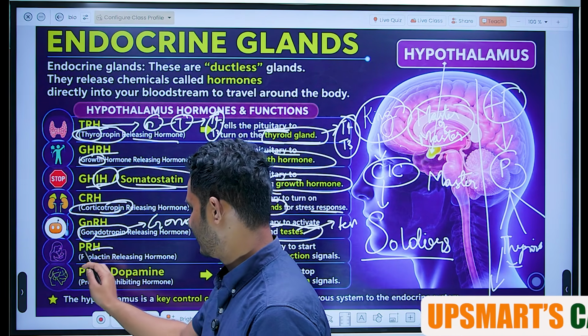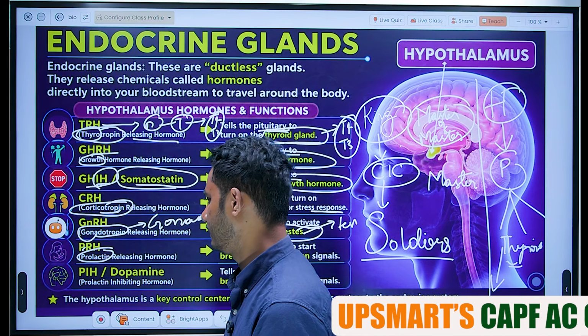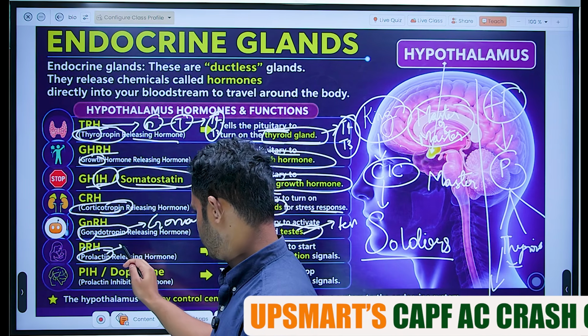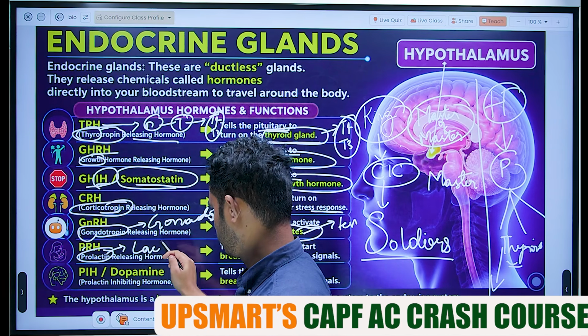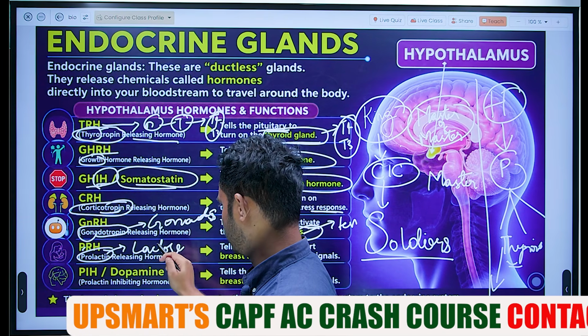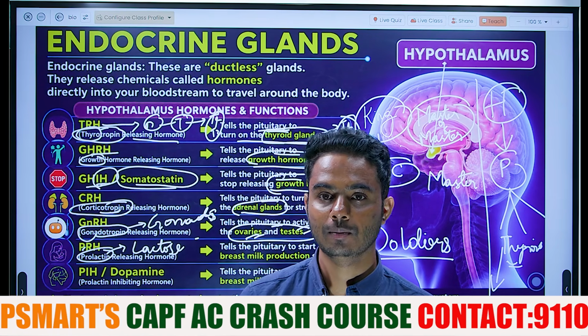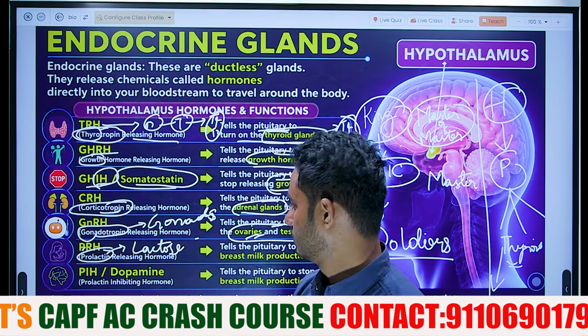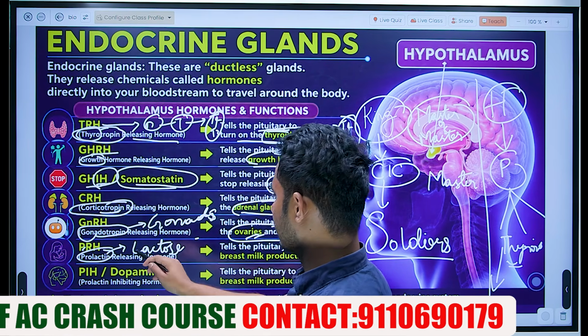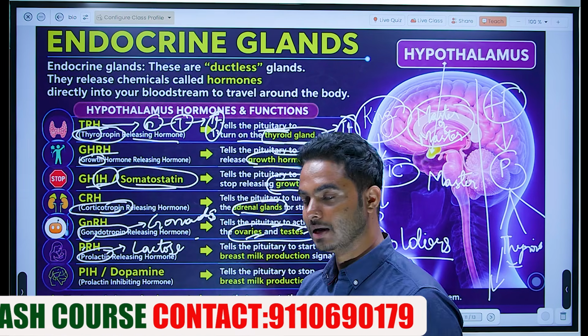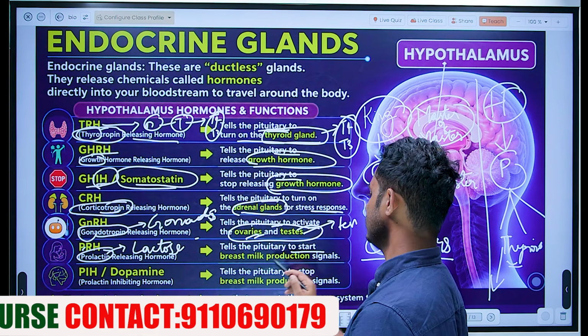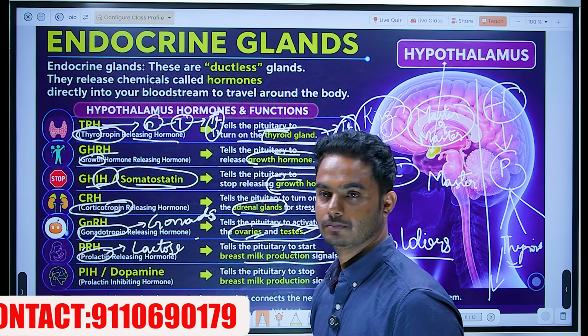Next is prolactin, PRH. P means prolactin. Lactin is like lactose. Lactose means milk. What is milk in humans? Breast milk, what the mothers give. Prolactin contains the lactose, that is the milk. It tells the pituitary gland to start breast milk production.